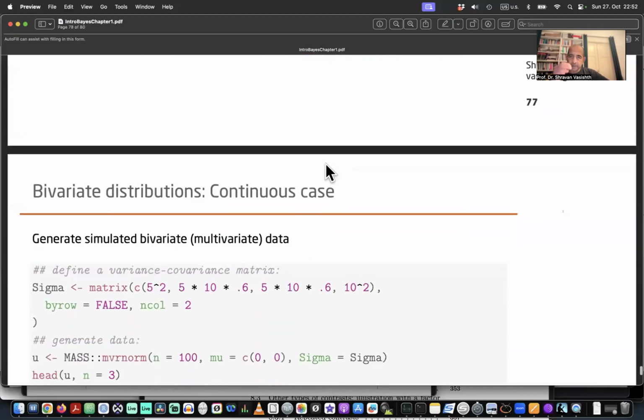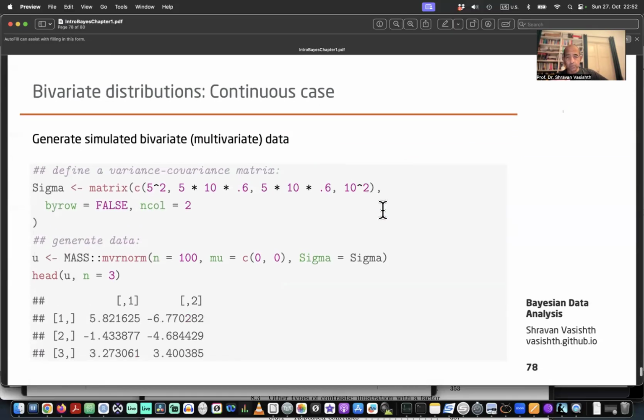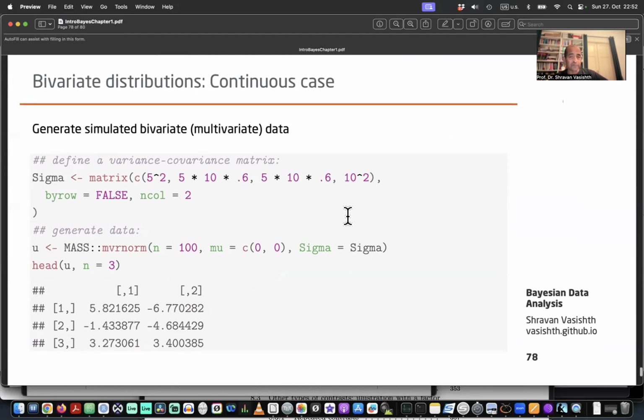So one important thing to get a handle on, with bivariate and multivariate distributions, is to know how to generate simulated data from a bivariate distribution. So what we're going to do is define a variance covariance matrix, which I'm calling big sigma here. So what I'm doing here is creating a 2 by 2 matrix. You see that? This is a 2 by 2 matrix.